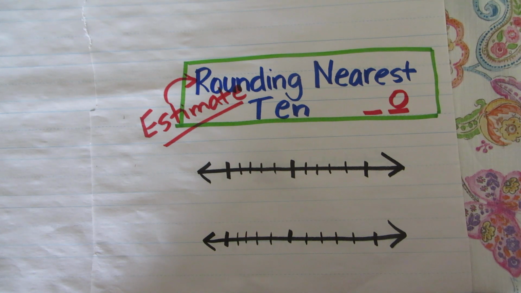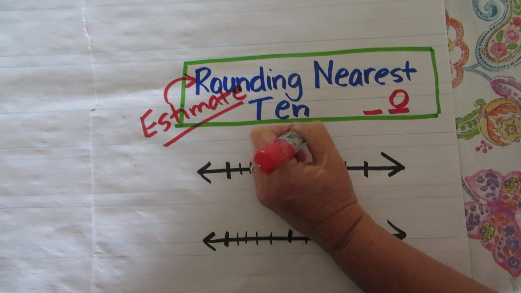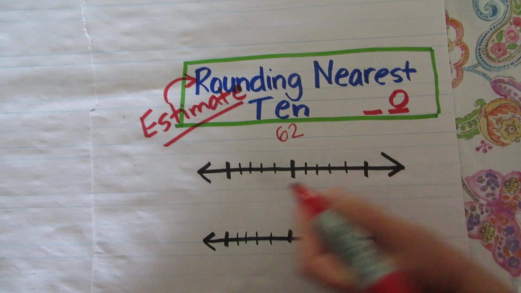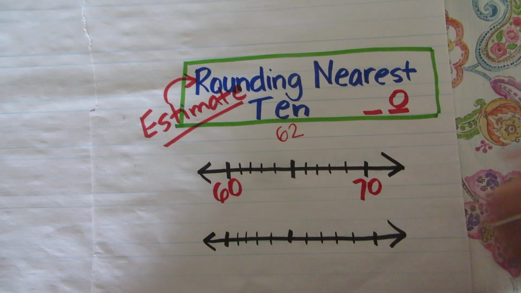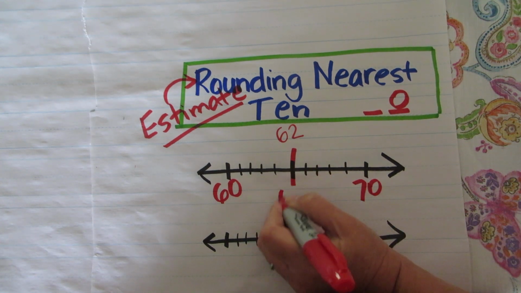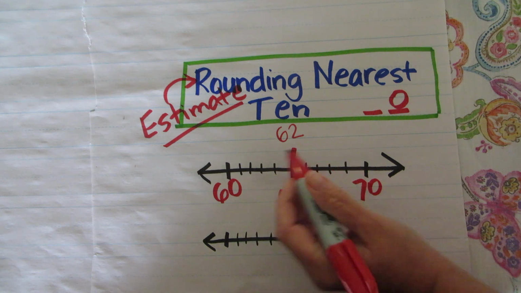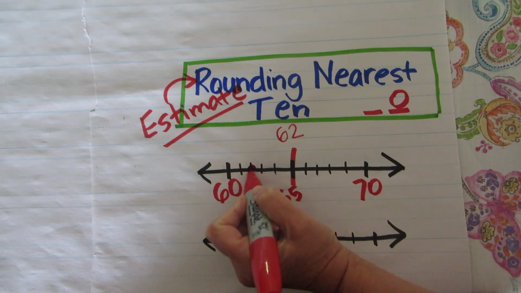estimating. So if we take a look at the number 62, where would that be on a number line? Would it be closest to 60 or would it be closest to 70? Well, remember our midway point here is 65. So 62 would end up right here, 2 spaces over from 60.